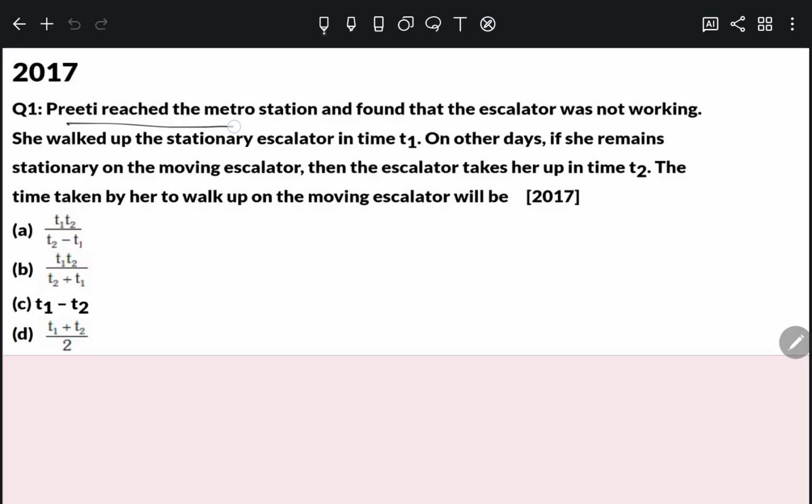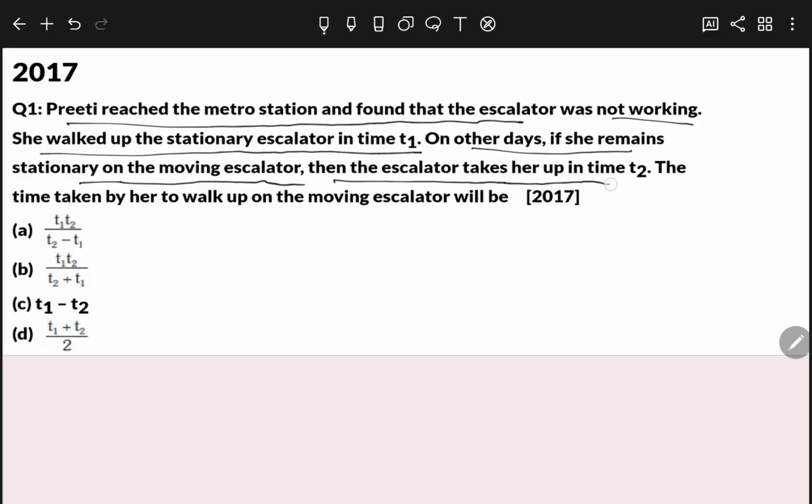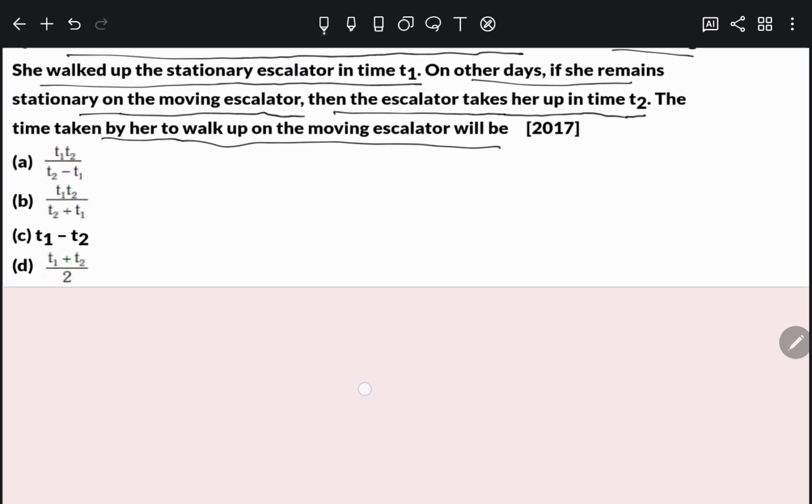Preeti reached the metro station and found that the escalator was not working, so she walked up the stationary escalator in time t1. On the other day, if she remains stationary on the moving escalator, then the escalator takes her up in time t2. Then the time taken by her to walk up on the moving escalator is like this.